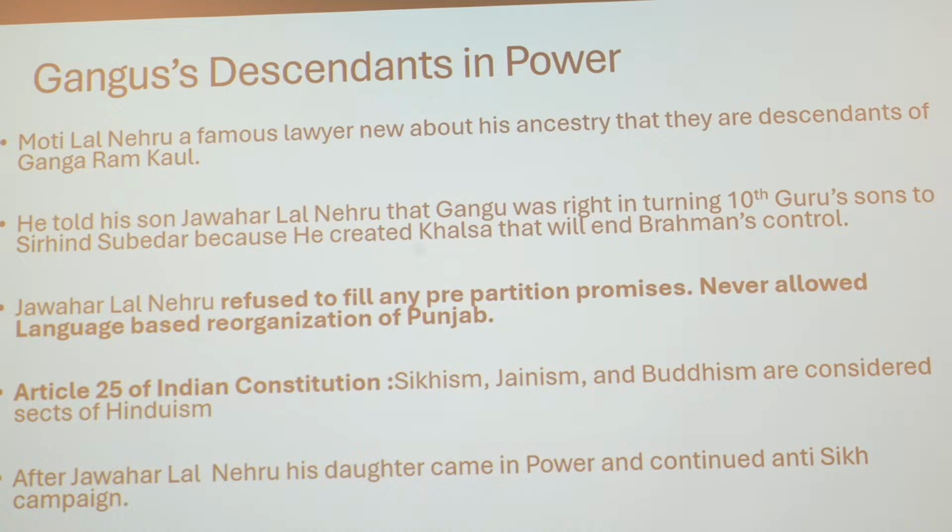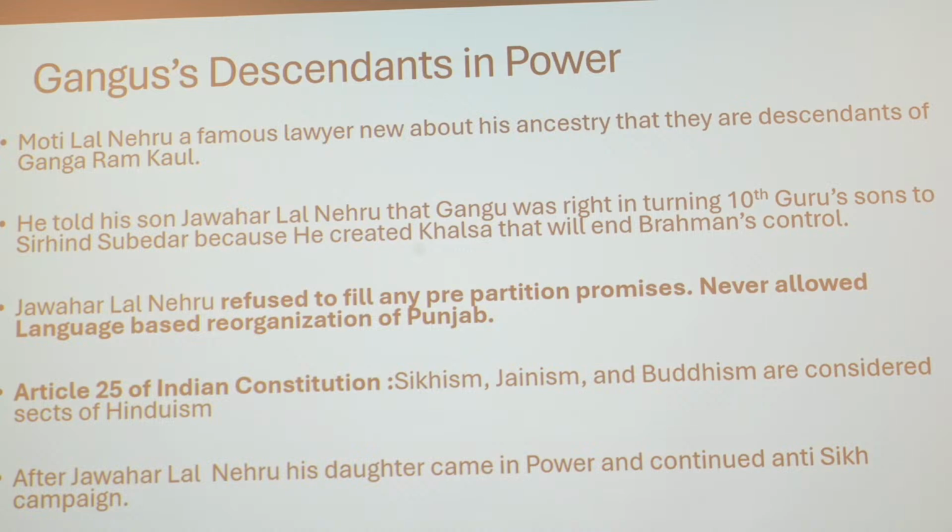So, Motilal Nehru, Jawaharlal Nehru, and Indira Gandhi, they are Kashmiri Brahmins. According to some of the literature search, they were descendants of Ganguram Kaul. The Sikhs usually call him Gangu, who betrayed Guru Gobind Singh's two younger sons and mother to the Mughals. So the family continued. So Jawaharlal Nehru became Prime Minister in 1947.